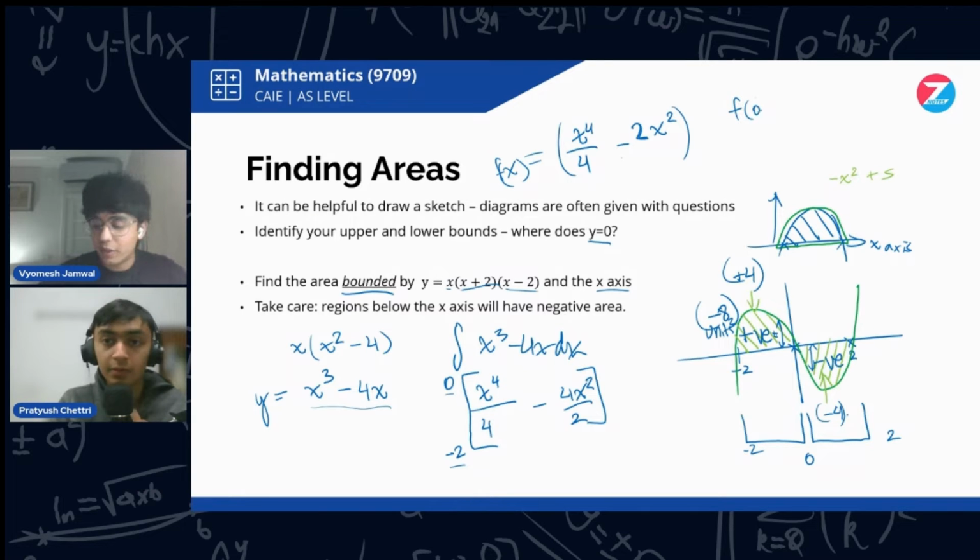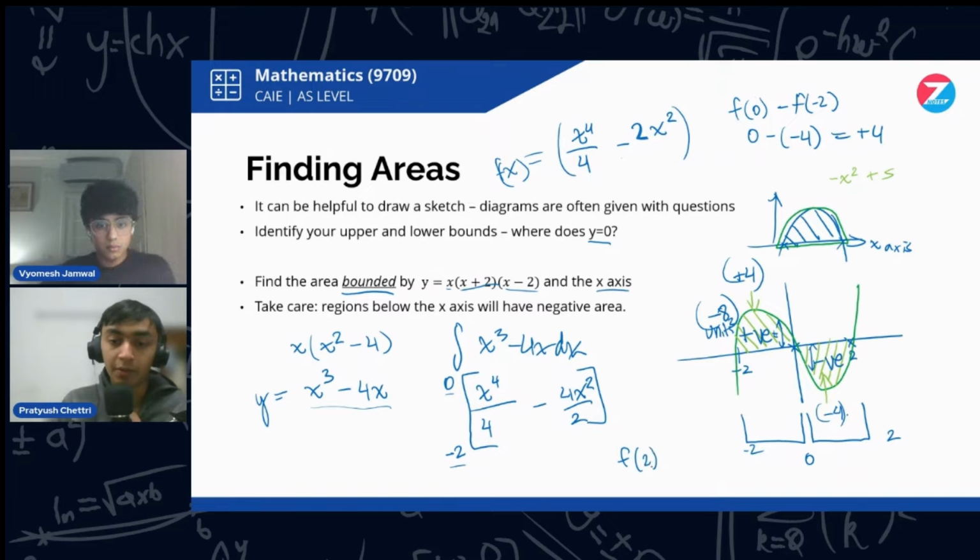Yeah, it's 4, the value. So that's good. So what Vyom was saying was that this comes out to -4, which is why we get +4 for the 0 to 2 bound. And for f of the upper bound 2 minus f of 0, it just comes out to -4, which is why this area is -4, this area is +4.